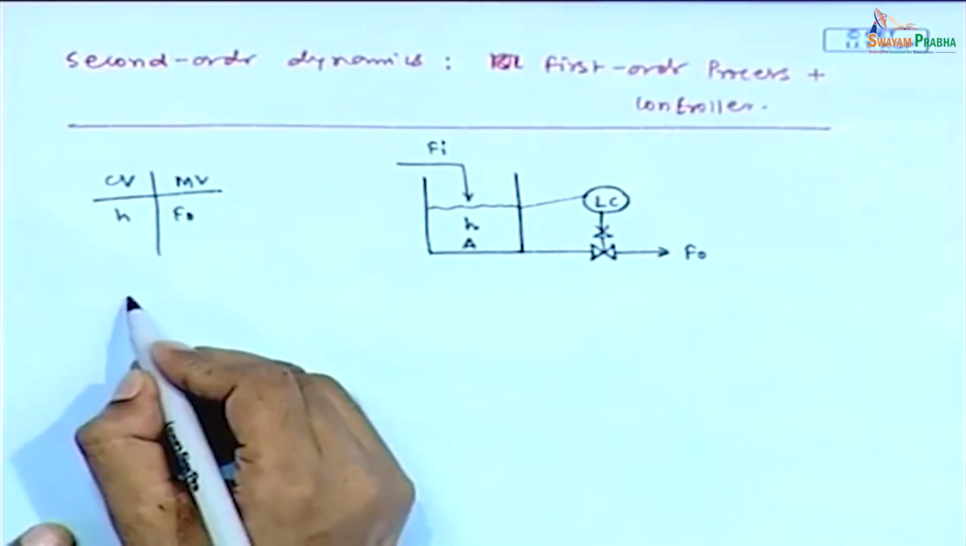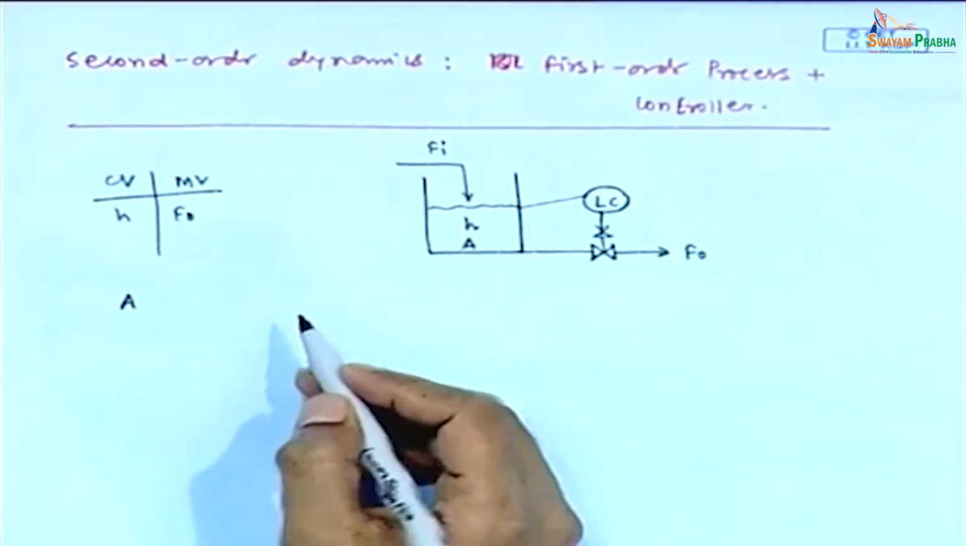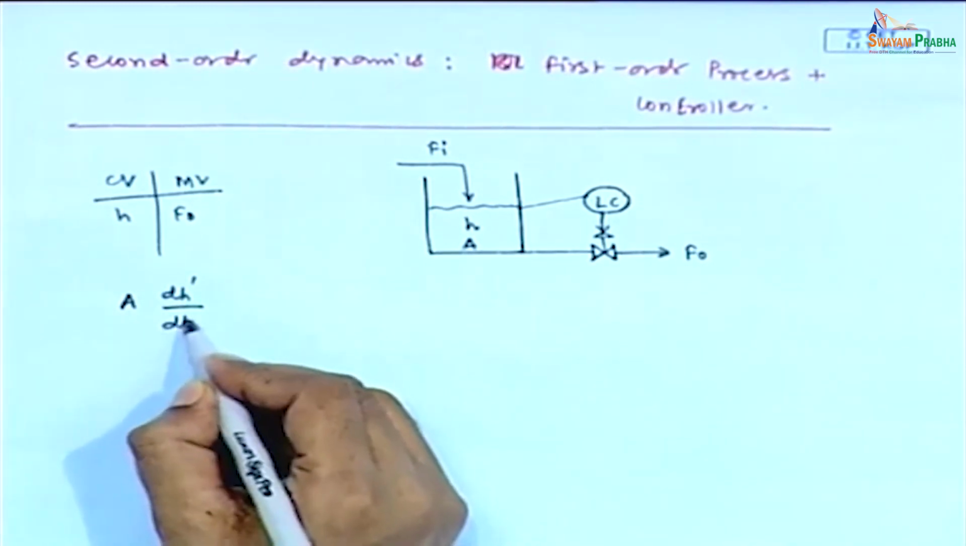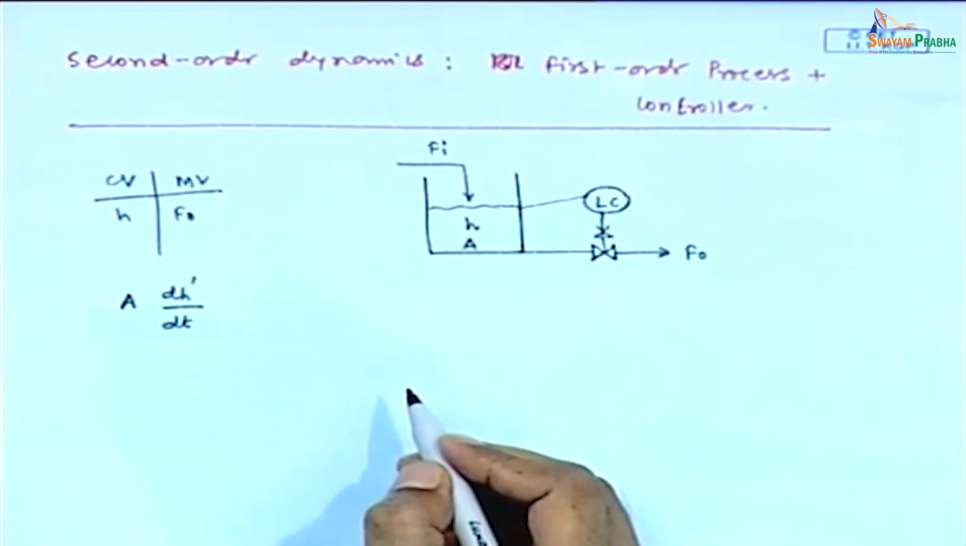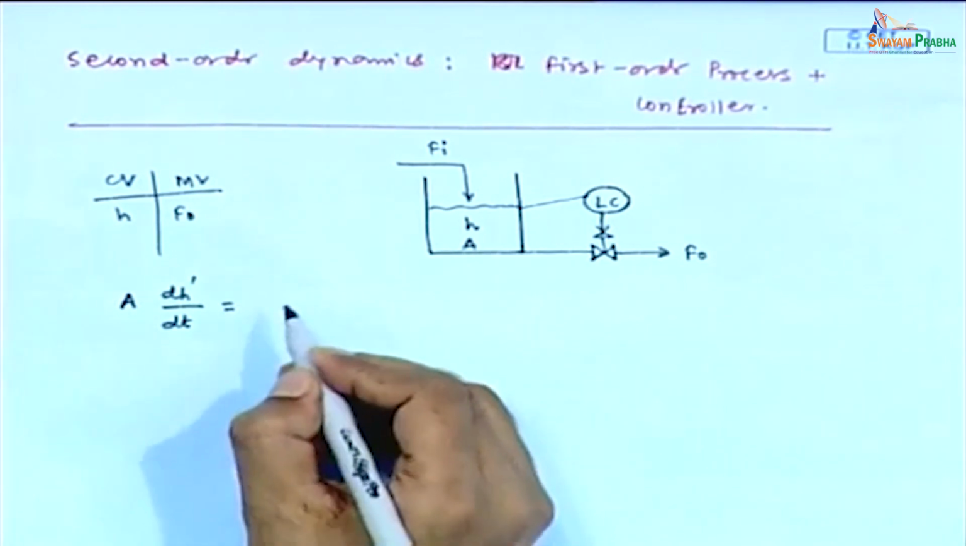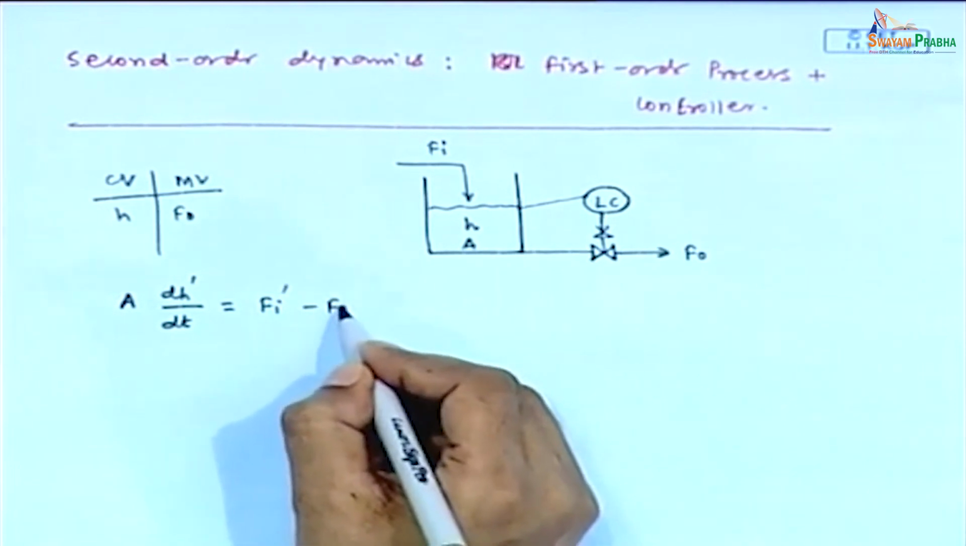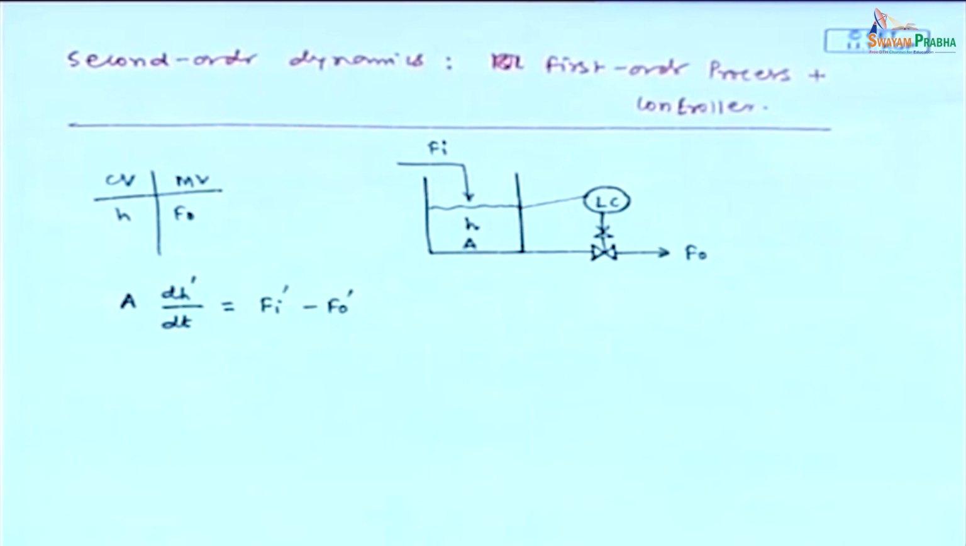Now, what is the modeling equation? The modeling equation in terms of deviation variables we can write as A dH prime/dt equals Fi prime minus F naught prime. Fine. Now, since the controller is manipulating F naught, we can correlate F naught with the height by a controller equation.